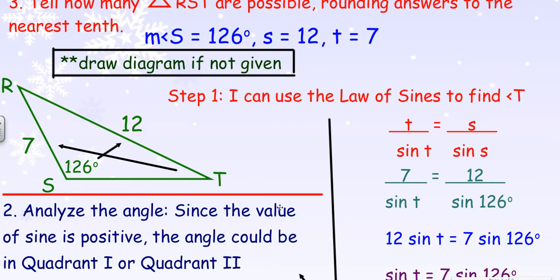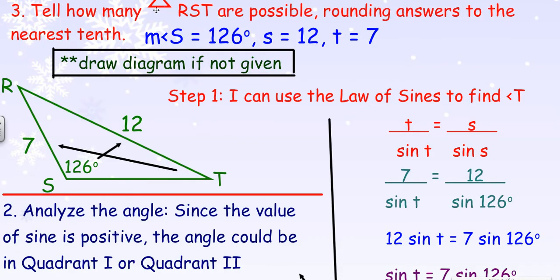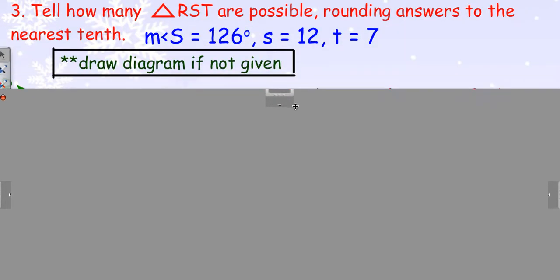Okay, so let's look at screen 3, problem 3. You're asked, tell how many triangles RST are possible, rounding answers to the nearest tenth. Right now, I know there's a lot of stuff up here. What I would tell you to do is to just stay with me. It's a long problem. All right.